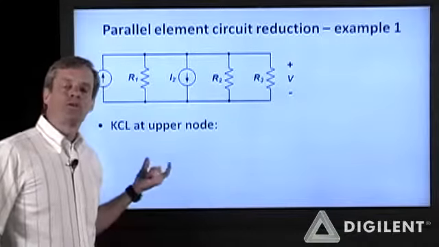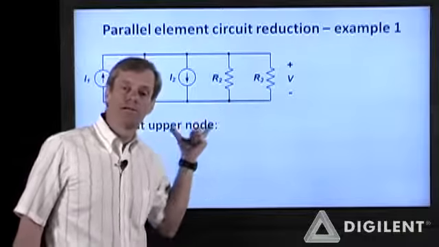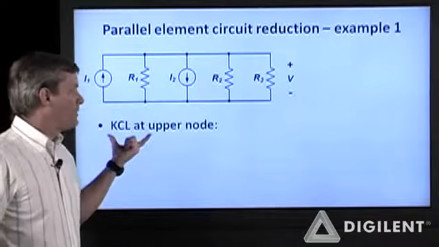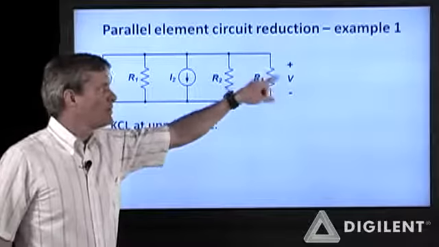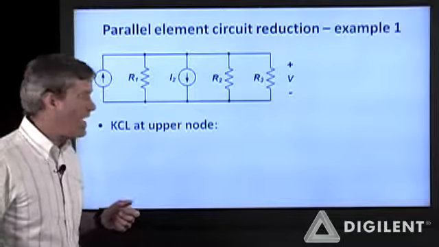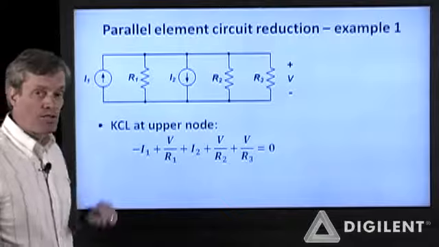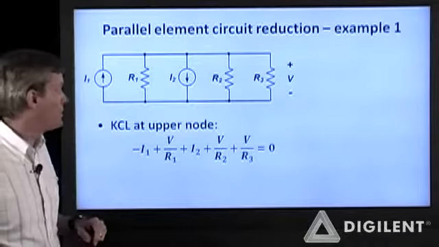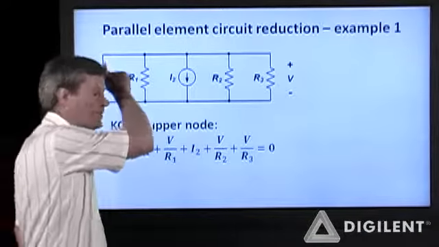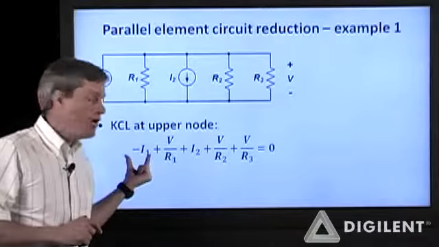Now we're going to use the circuit from the previous slide to show an example of circuit reduction using parallel circuit elements. If I apply KCL at this upper node, knowing now that the voltages across all of these elements are the same, and if I assume that positive currents are leaving this upper node, I1 is going into the node, it becomes a negative contribution to the current at that node.